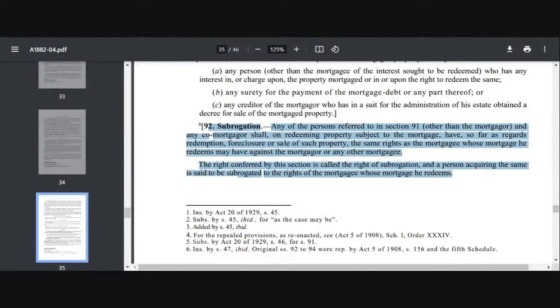Subrogation means when you step into the shoes of someone else, right? So if there is a mortgagor or co-mortgagor who has an interest in the property and he wants to redeem the mortgage, he will be entitled to be substituted in place of the mortgagee after fulfilling the debt. So the moment he fulfills the debt, he steps into the shoes of the mortgagee. Now subrogation is of two types: legal subrogation and conventional subrogation.